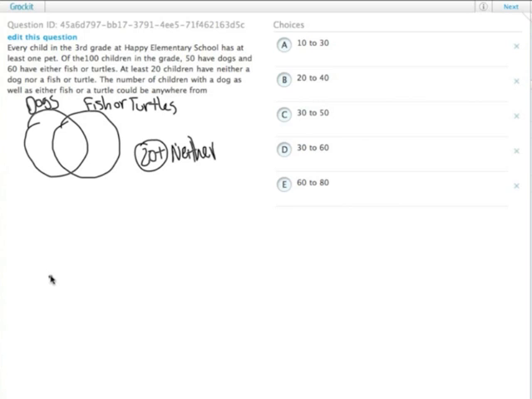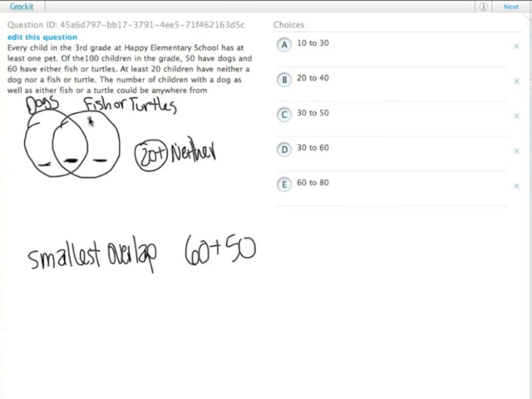So with the smallest possible overlap, that is to say, with the smallest possible number in this space in the Venn diagram where the 2 things overlap, let's label this. With the smallest overlap, we want the largest numbers possible on either side here. So 60 plus 50. If we could have all 60 people who have dogs not overlap at all with those who have fish or turtles, there would be 60 on the one hand and 50 over here.